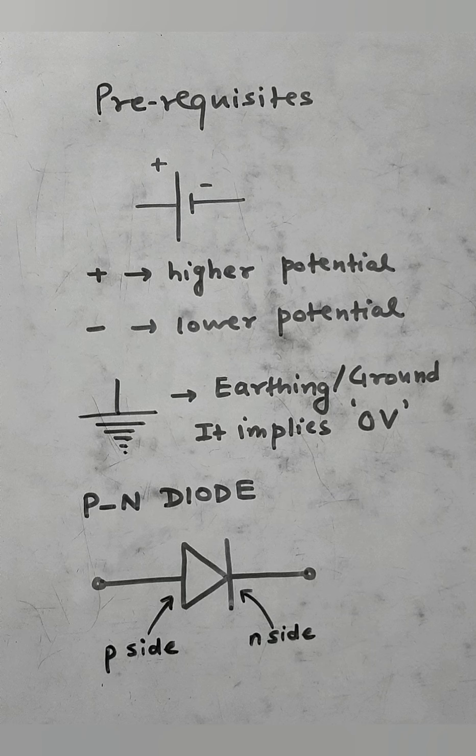Okay, in order to proceed, we need to be aware of certain terms like what is higher potential, lower potential, earthing, P side, and N side. So, in the picture, I have mentioned some prerequisites required to understand the biasing configuration. You can see that the triangular side is called the P side, and the straight bar is called the N side of the diode. And whenever I say the diode is earthed or grounded, it implies that it has been connected to a potential of 0 volt.